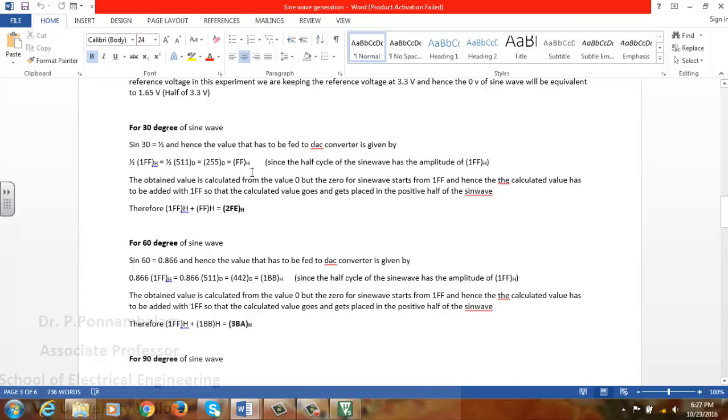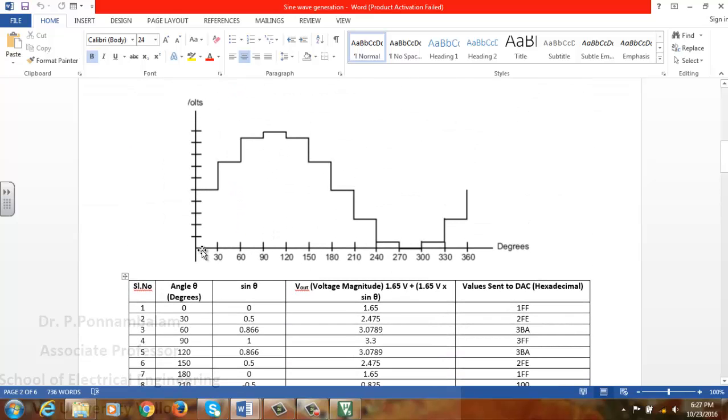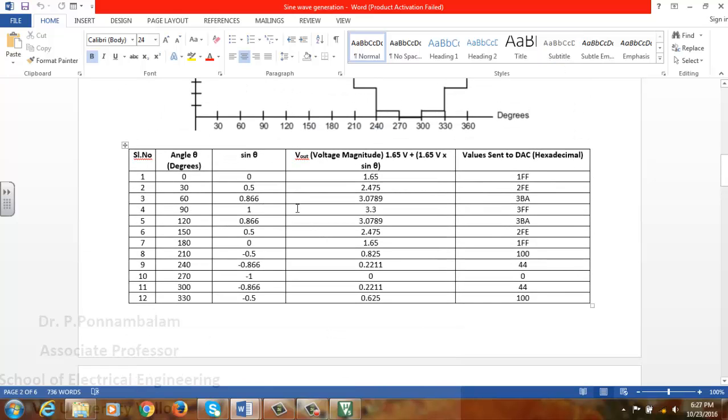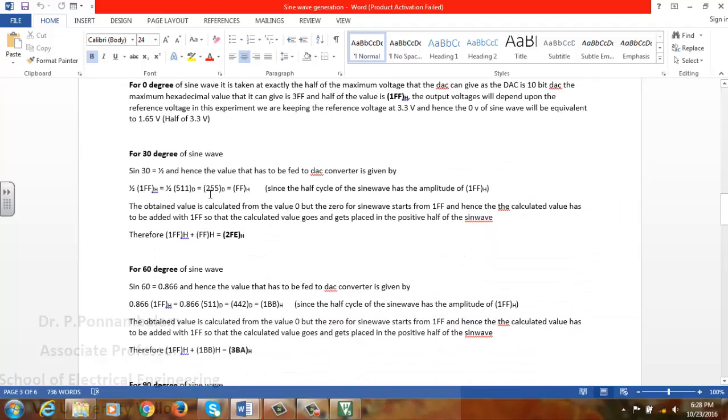Whatever calculation we have done over here is from the zero voltage. If we directly put the values, the sine wave will be obtained over here, but we don't want the sine wave to appear here. We want the positive cycle to appear here. So we'll have to add the value available here. That's the reason FF is added with 1FF, so you are getting 2FE. This is for 30 degree.